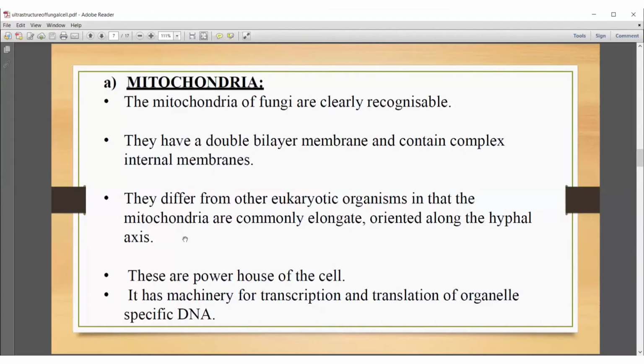We also call it the powerhouse of the cell. It has machinery for transcription and translation of organelle specific DNA. Mitochondrial DNA is one type of organelle specific DNA. So transcription and translation of organelle specific DNA occur in mitochondria.